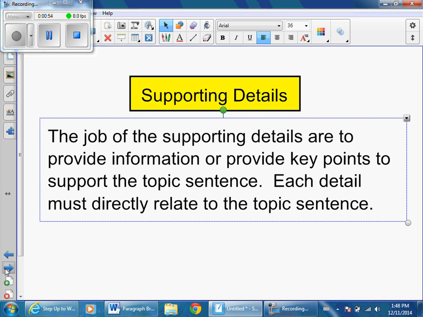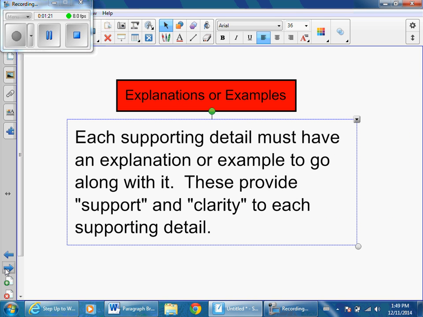Supporting details. The job of supporting details is to provide key information or key points that support the topic sentence. And the emphasis here is supporting the topic sentence. Each detail must directly relate to the topic sentence. And in any expository or persuasive paragraph, you should have a minimum of 3 supporting details.